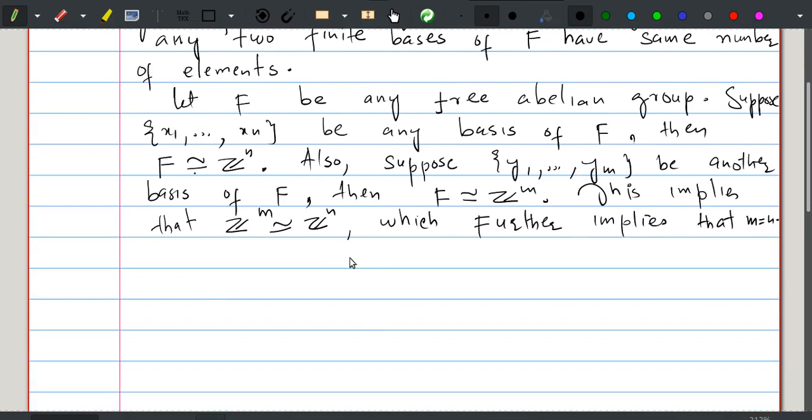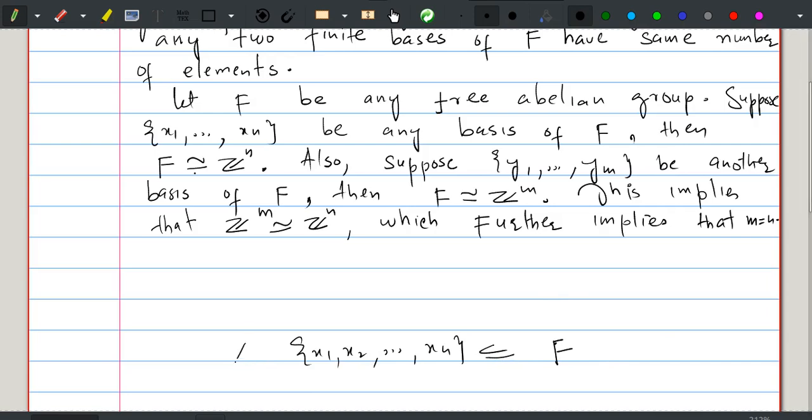Now let us define the freeness property of abelian groups. So let us consider a free abelian group F, and let x1, x2 through xn be a finite basis of F. Let us denote this set which contains the basis elements of F by X. If we have any abelian group G here, now this X is actually a subset of F. So from X to F we have this inclusion map which takes xi to xi.